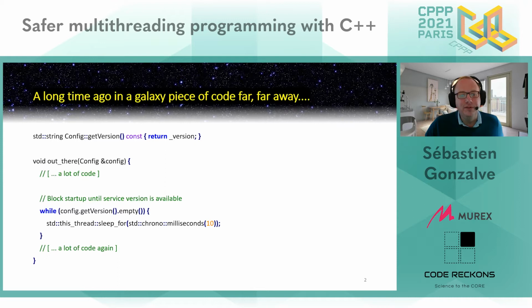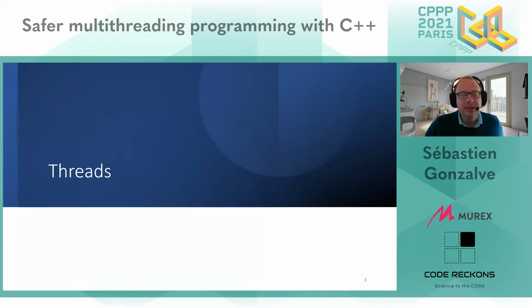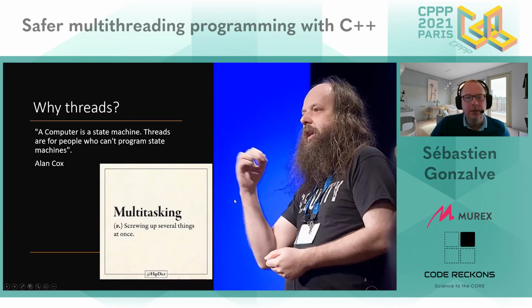and that's the main point of this talk, I think. So let's see with threads. So why threads? Here is a quote from Alan Cox, stating that the computer is a state machine, and a thread is for people who can't write a state machine. This may look quite rude at first sight. Let's remember that this is a Linux kernel guy. In the kernel, you have to write the code that makes the thread work, so maybe you don't want to write your own stuff just to run it.